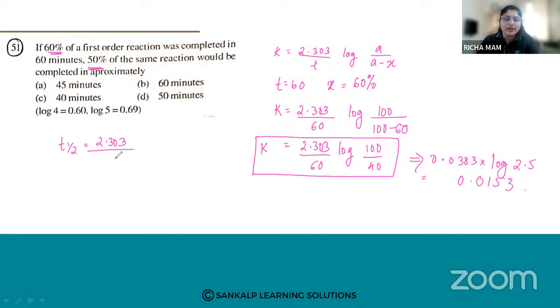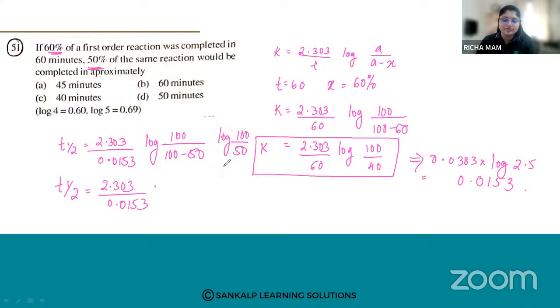You have to get 0.0153. Okay, so we know that t half = 2.303/K log of 100/(100 - 50). So t half will be 2.303 divided by 0.0153 into log of 100/50, that is log of 2. Log of 2 value is 0.3010. So after solving this, you have to get it as 45.3 minutes.